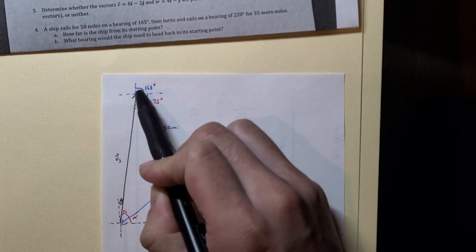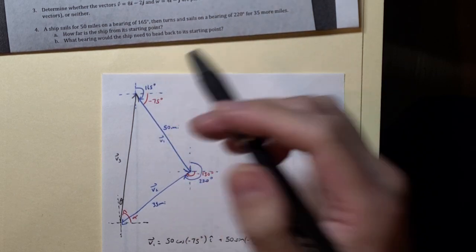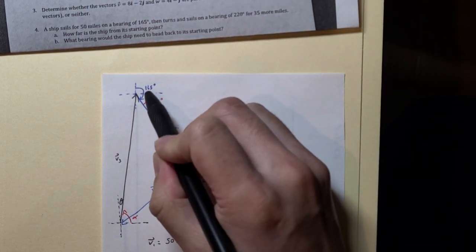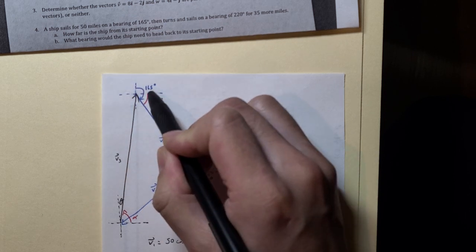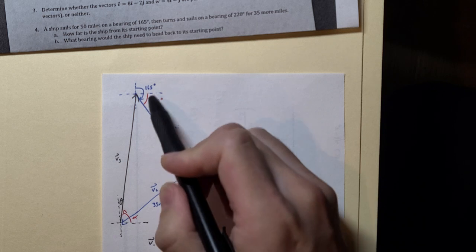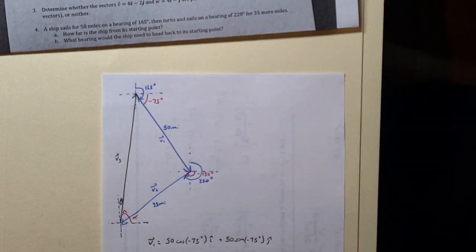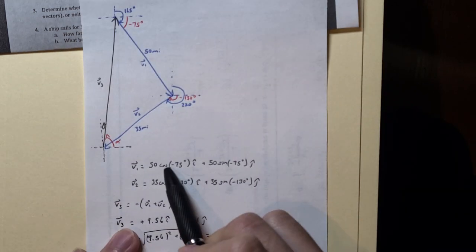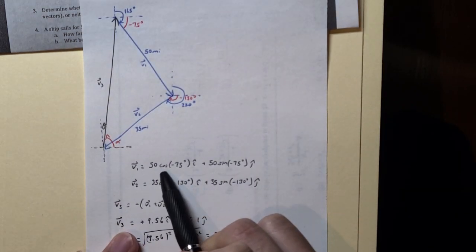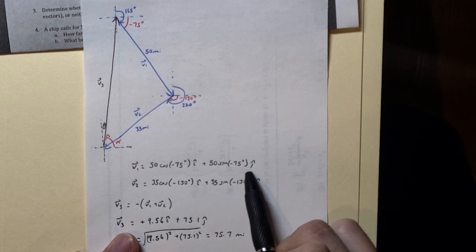Well, remember when we talk about angles in trig, in polar form, it's going counterclockwise. Here we're going clockwise, so it's negative instead. Otherwise, remember I said earlier, you could do 360 minus 75 degrees. That's also okay. So that's how I got this angle. This would be V1, 50 cosine negative 75 plus 50 sine of negative 75 j.